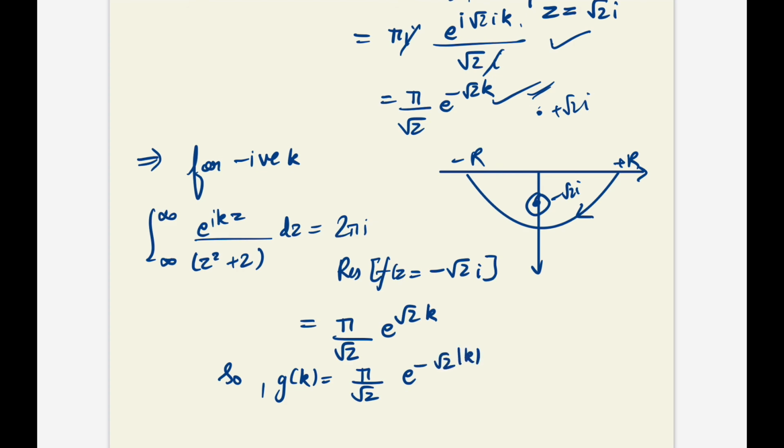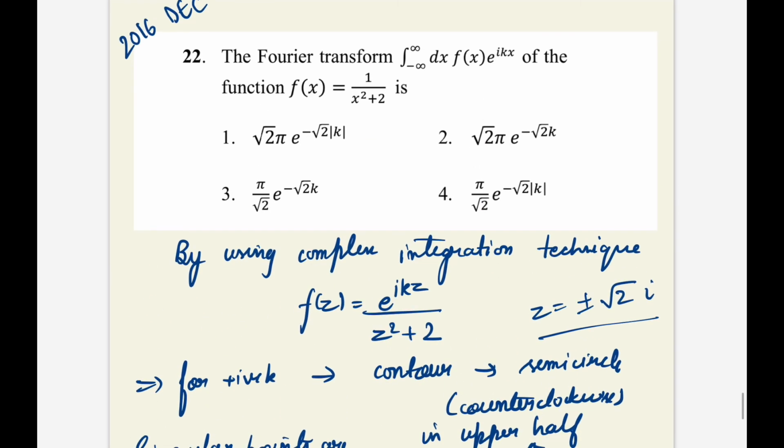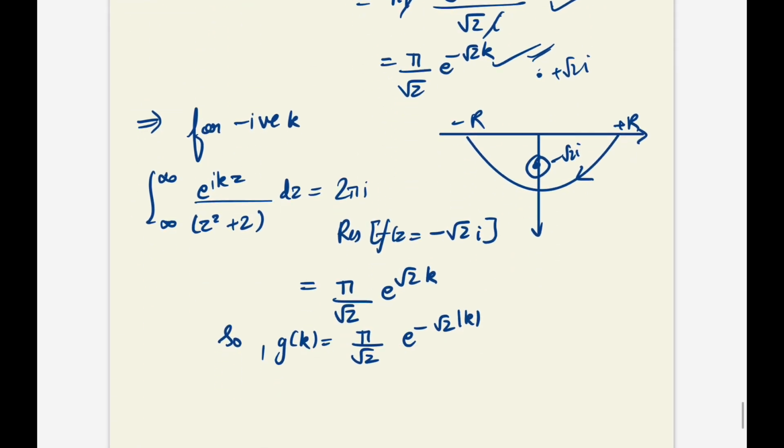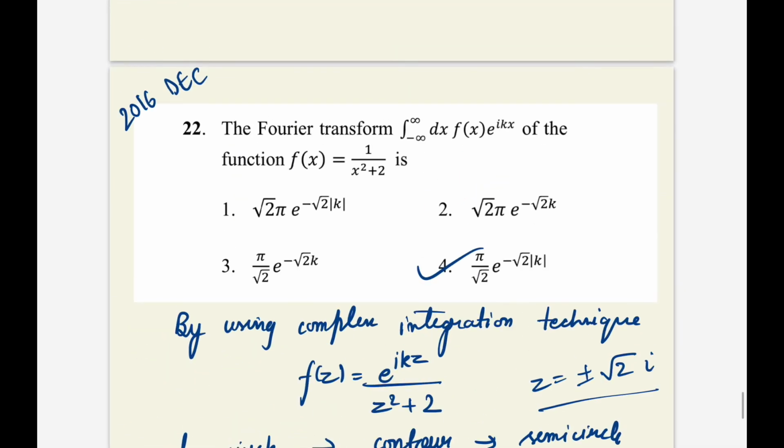Okay, so option D is the correct answer for this solution. Option D is the correct answer. Okay, so we did 2016 December.